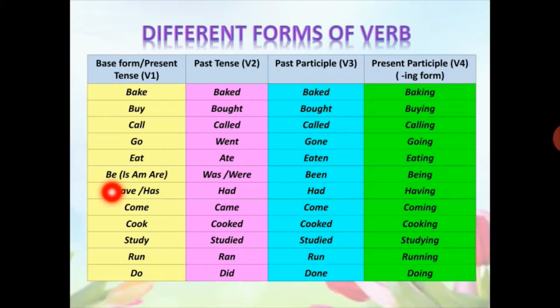Base form be. It is used as is, am, and are in present tense. And this be form is changed to was and were in past tense. In past participle it is changed to been, and in present participle it is changed to being. Have, has in present tense, had in past tense and had in past participle, having in present participle. So here you can see many more examples of verbs that are changed according to the time.